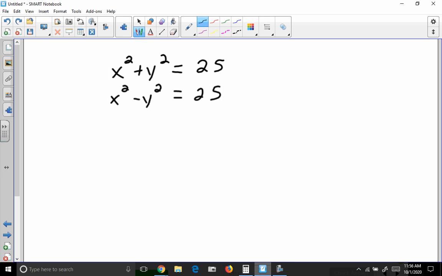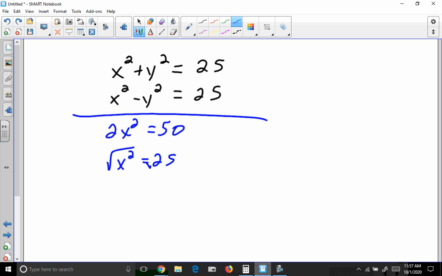All right, if we take a look at this one, we again have like terms between the 2 equations, and this time I am going to use addition. Notice if we add these 2 equations together, the y squareds are going to cancel. We could have done that on the previous one, but on this one, y squared minus y squared will cancel. 1x squared and another x squared makes 2x squareds. 25 plus 25 is 50. So by adding the equations together, we made one of the variables go away. So we can divide both sides by 2.